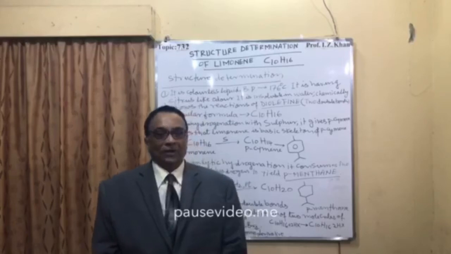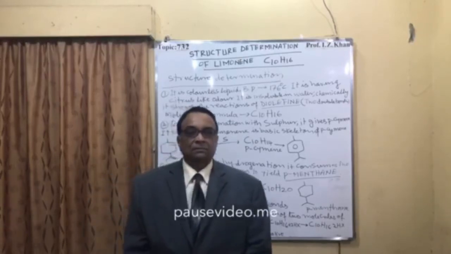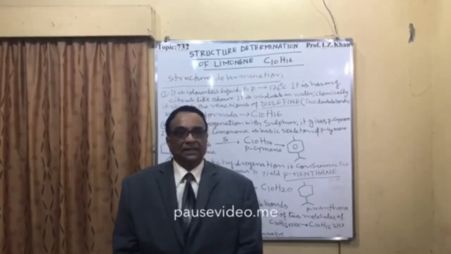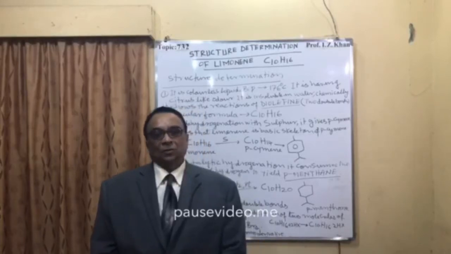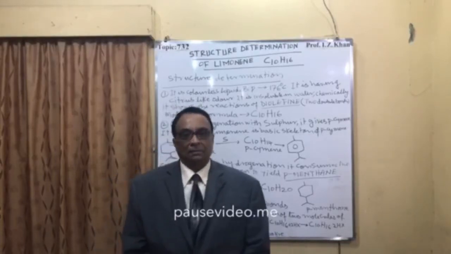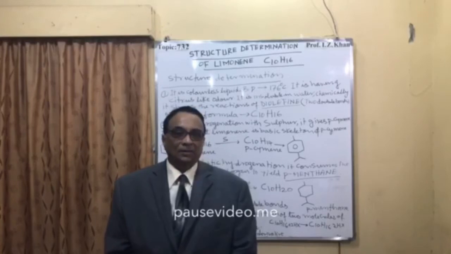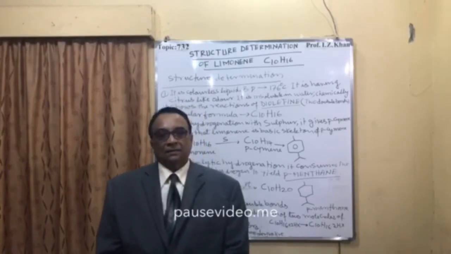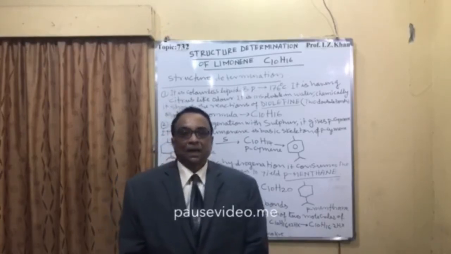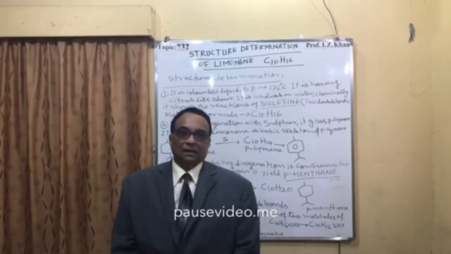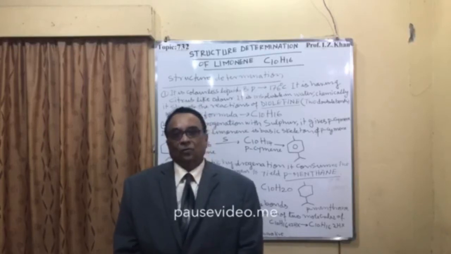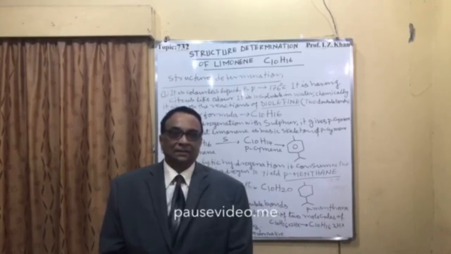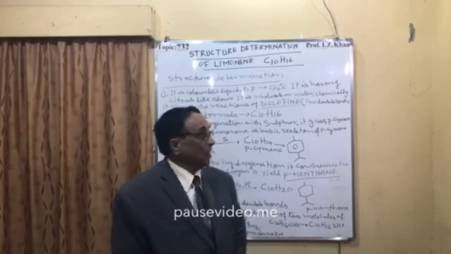So now we are going to determine the structure of limonene, that is C10H16. First, the molecular formula of limonene is C10H16, and it is a diolefin with a boiling point of 176 degrees centigrade.